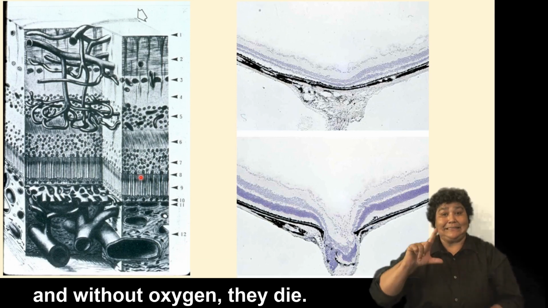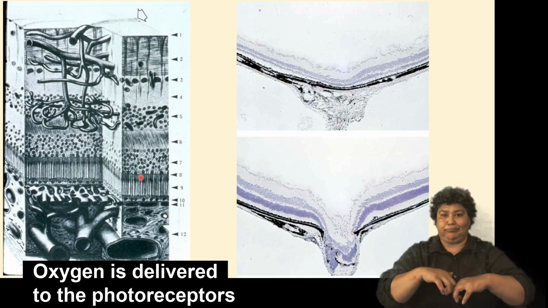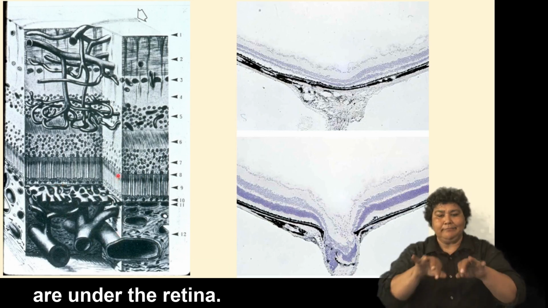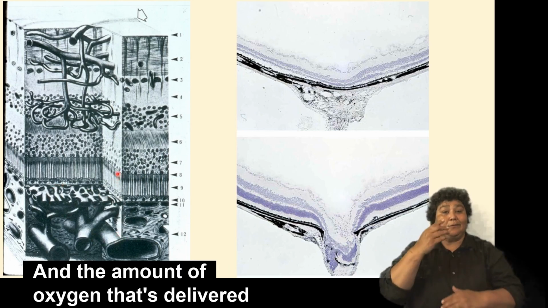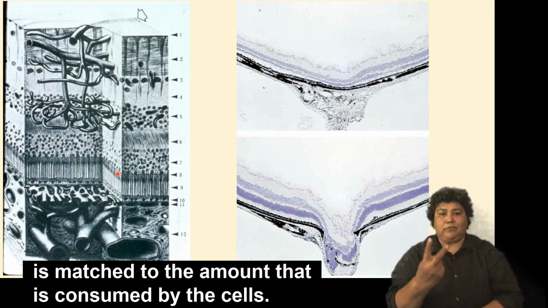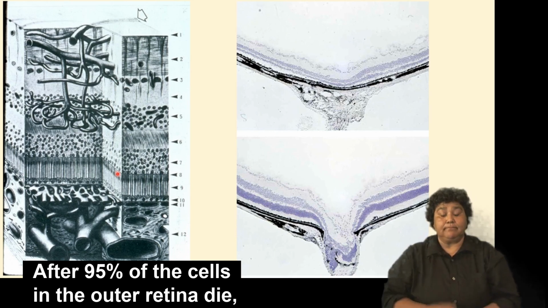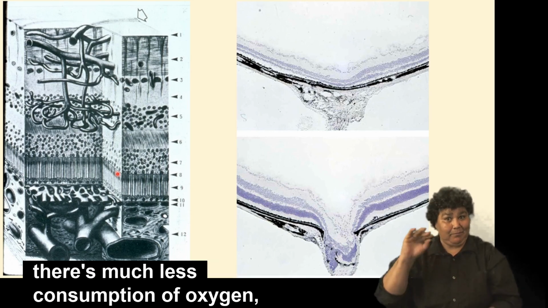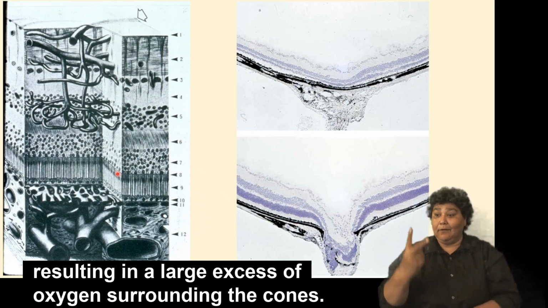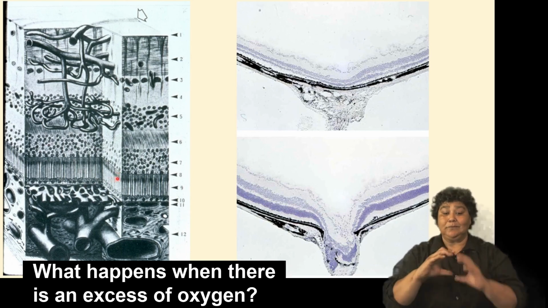Cells consume oxygen to generate energy, and without oxygen they die. Oxygen is delivered to the photoreceptors from these vessels in the choroid, which are under the retina, and the amount of oxygen that's delivered is matched to the amount that is consumed by the cells. After 95% of the cells in the outer retina die, there is much less consumption of oxygen, but the amount being delivered is unchanged, resulting in a large excess of oxygen surrounding the cones.